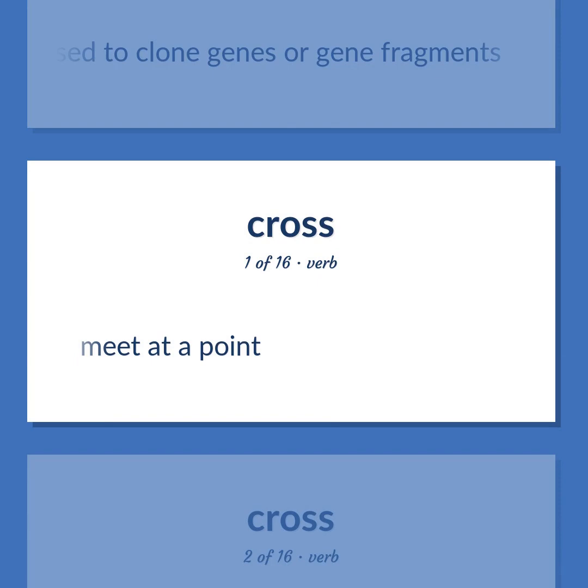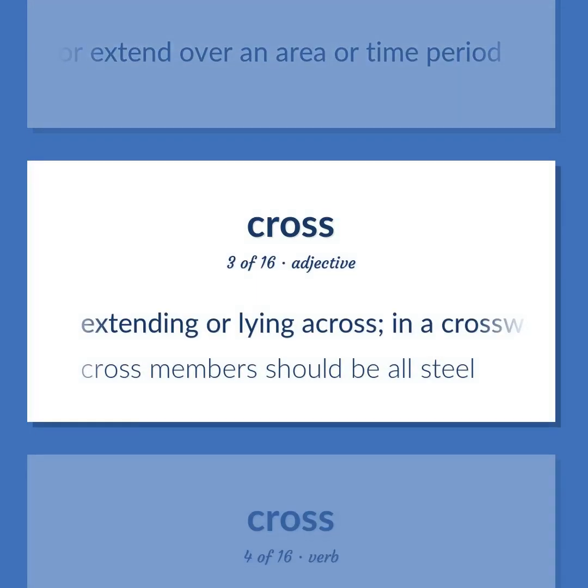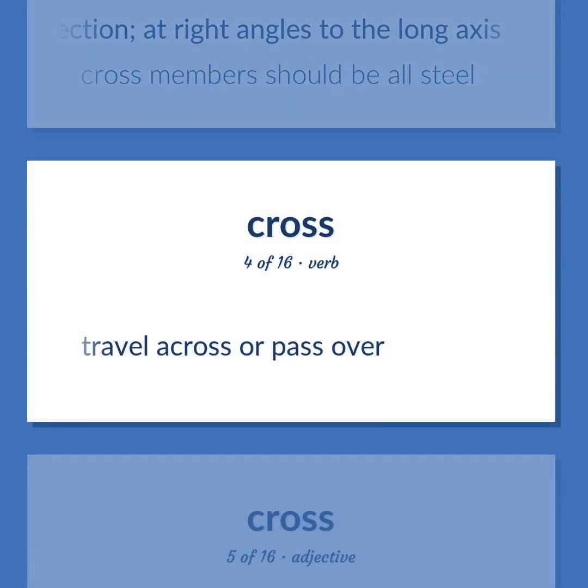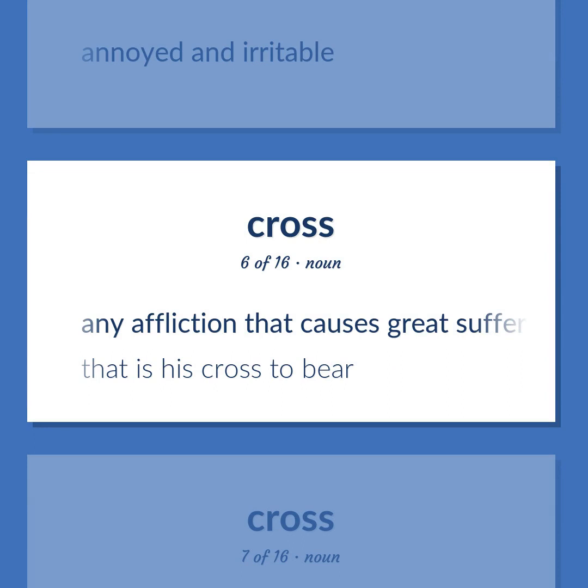Meet at a point. To cover or extend over an area or time period. Extending or lying across, in a crosswise direction, at right angles to the long axis. Cross members should be all steel. Travel across or pass over. Annoyed and irritable. Any affliction that causes great suffering. That is his cross to bear.